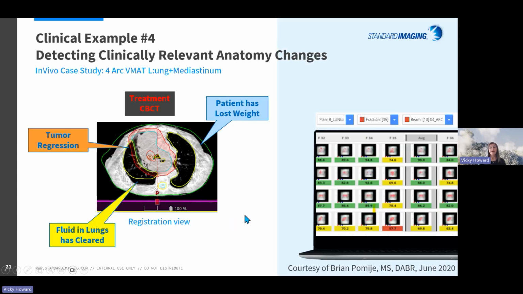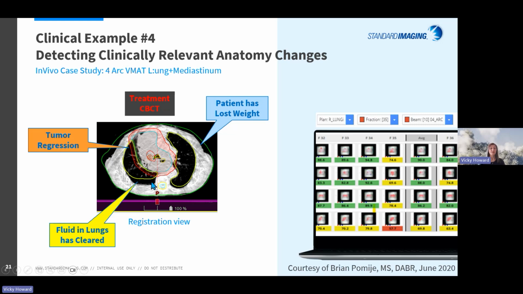So looking more closely at a cone beam CT from some of the later failing fractions, you can see here where some of the issues are. This is the treatment cone beam CT with the planning contours overlaid in the registered view. So you can see here the patient has lost some weight over the course of treatment. During CT simulation, the patient had fluid in their lungs, which has then since cleared. So we have this more air area here. There has been some tumor regression, and now that's replaced by lungs. So both of those things significantly affect dosimetry.